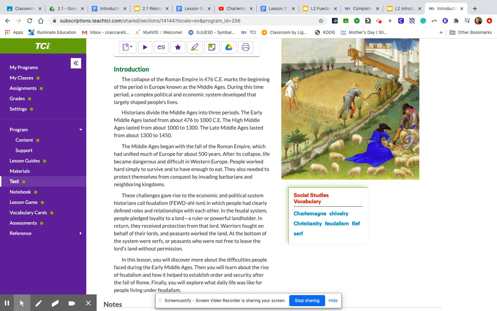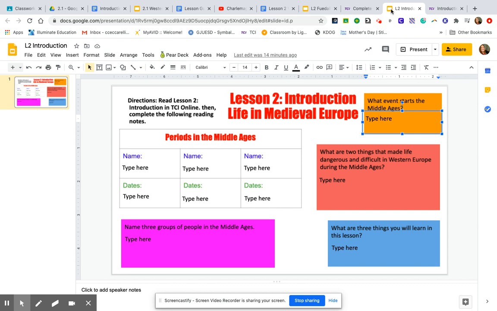Excellent. Let's go ahead now and go back to your notes. And on the chart, we're going to type in the periods of the Middle Ages: the first one, the second, the third, and what dates go along with them. Remember, you can pause your video at any time to catch up.